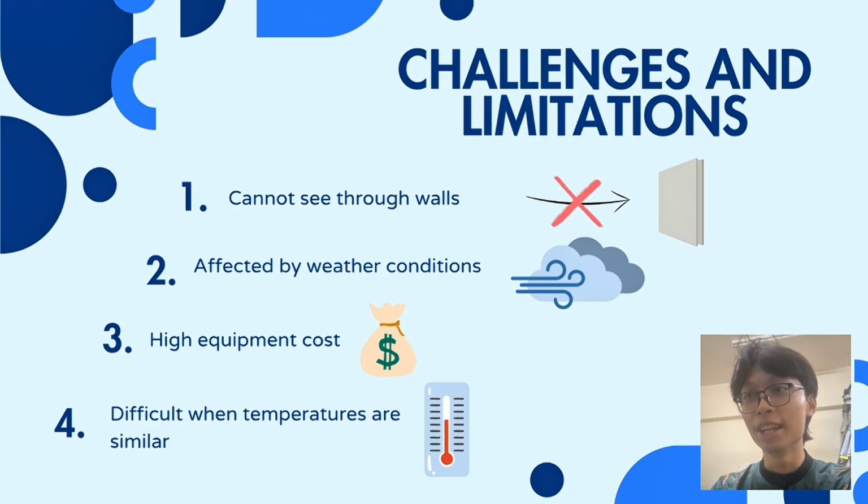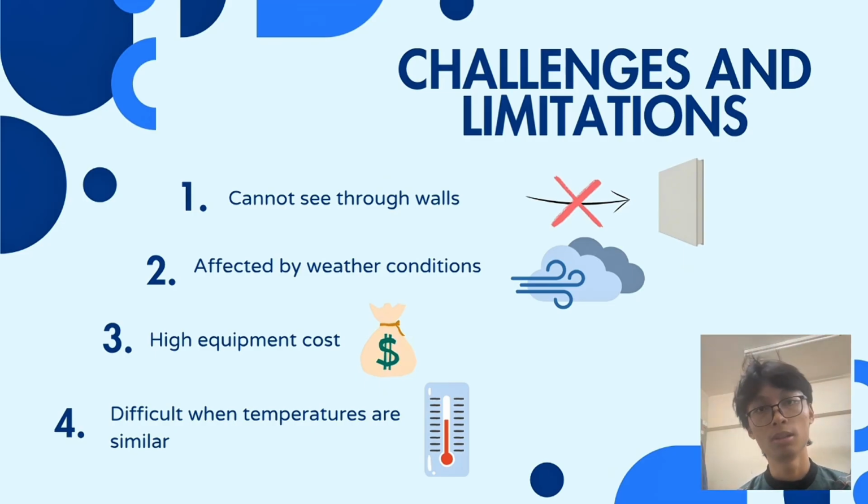Okay. So another limitation is cost. High quality thermal imaging equipment can be very expensive, making it less accessible for some users, especially us students. In addition, when objects have similar temperatures, it can become difficult for infrared systems to distinguish between them accurately. I mean, they literally use heat to detect something.